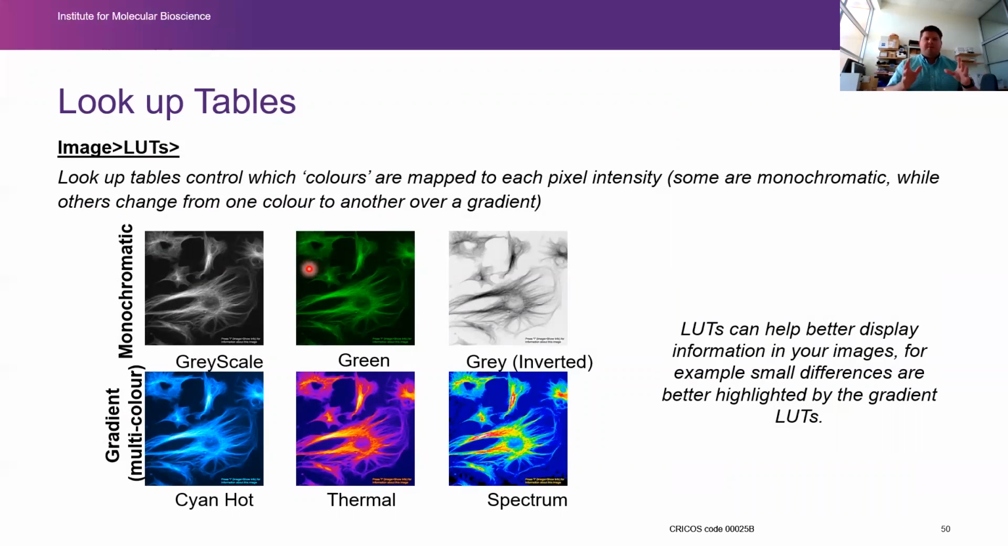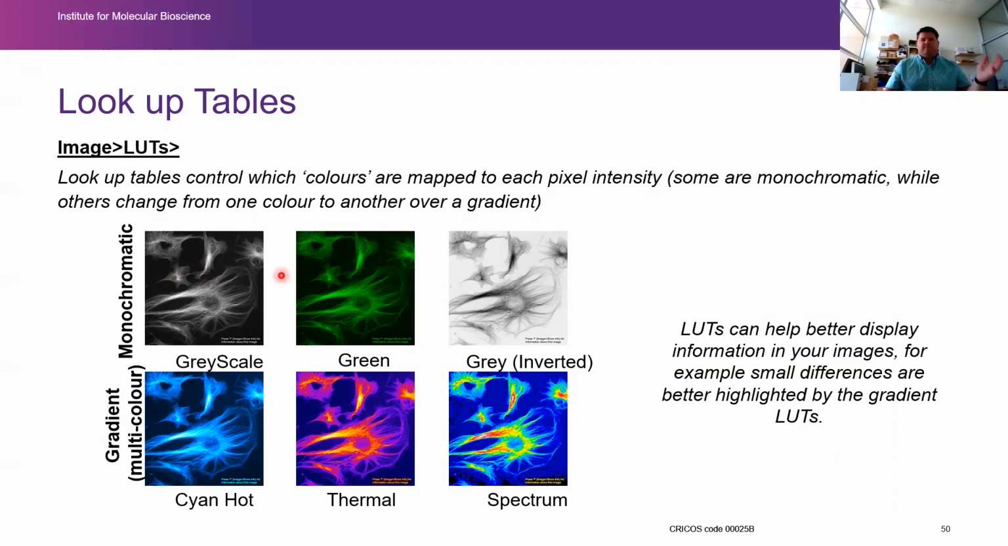So our image in single channels are just like Excel spreadsheets of numbers. And if the number is 255, Fiji is going to display white. If it's like 100 and something, it's going to be a gray value. If it's 50, it's going to be a darker gray value. And if it's 0, it's going to be black. And that's your classic grayscale monochromatic lookup table.